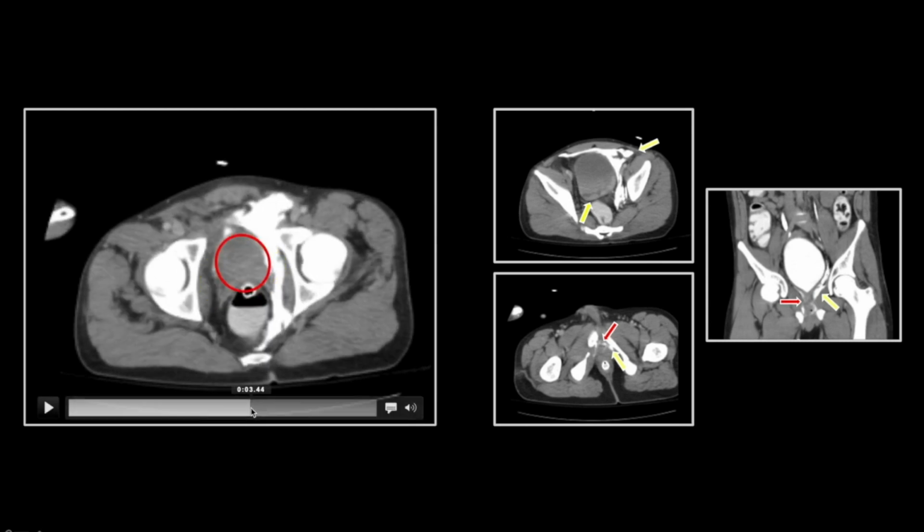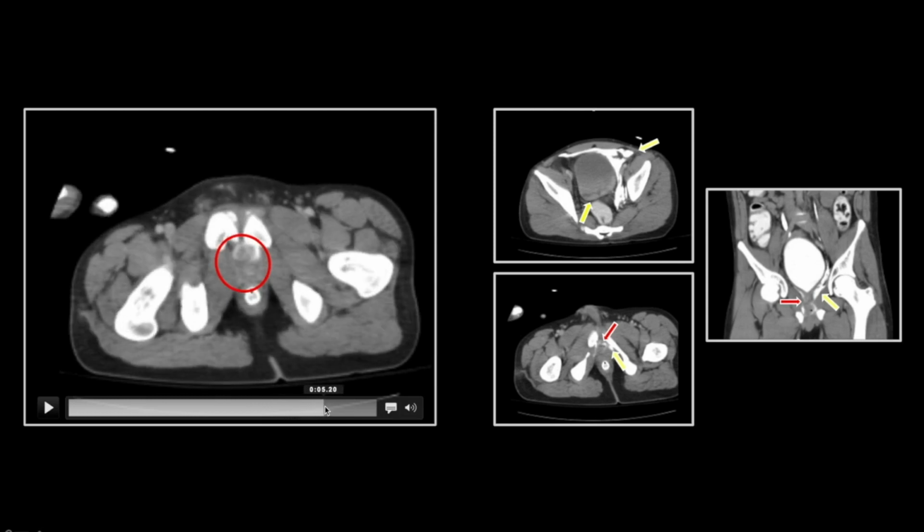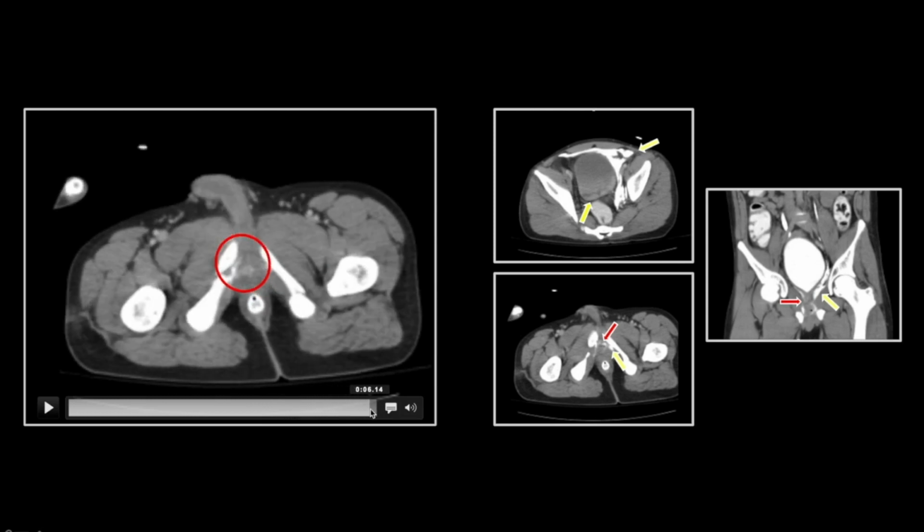And then inferiorly, you can see the disrupted circle that is the urethra and periurethral contrast escaping.